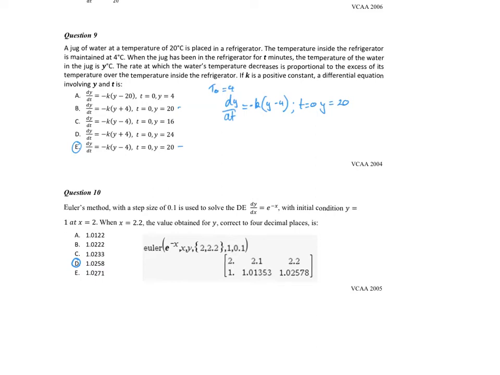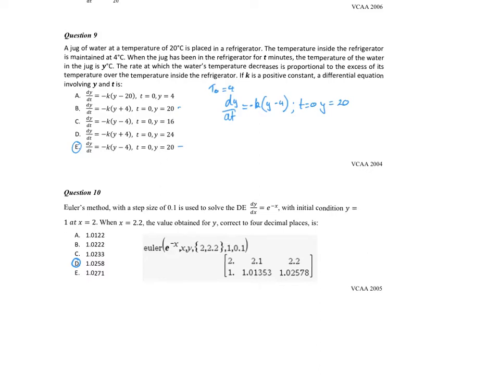Question 9: a jug of water is placed in a refrigerator. That looks like Newton's law of cooling. From our notes, we know Newton's law of cooling. The temperature inside the refrigerator is maintained at 4 degrees centigrade. When the jug has been in the refrigerator for T minutes, the temperature of the water in the jug is Y degrees. The rate at which the water's temperature decreases is proportional to the excess of its temperature over the temperature inside the fridge.